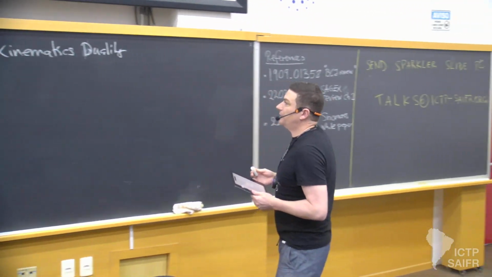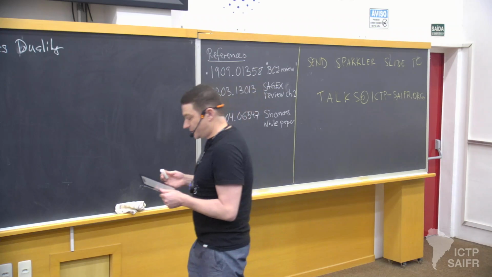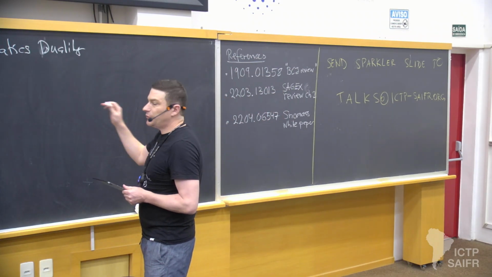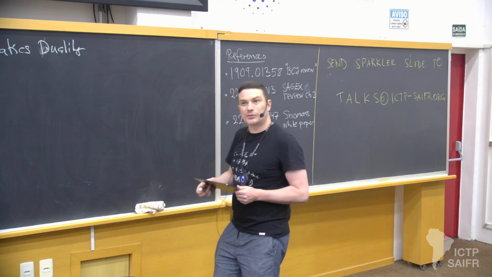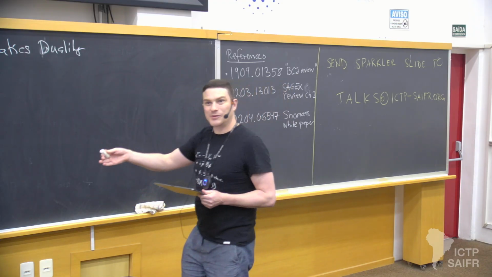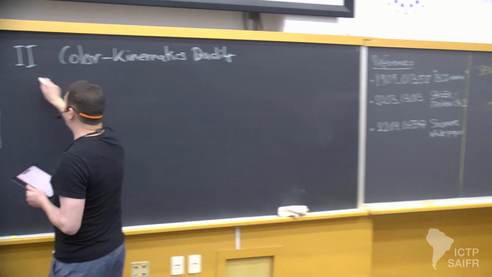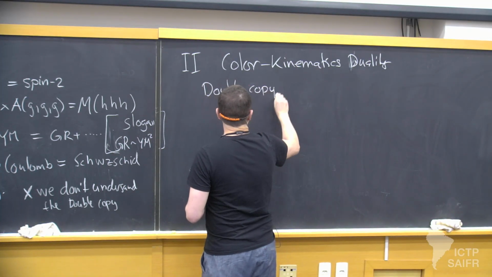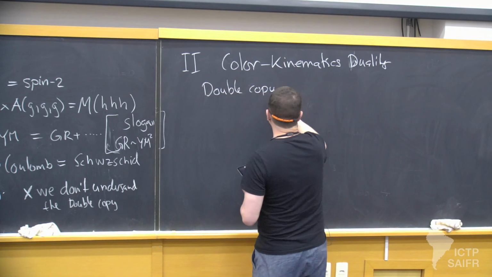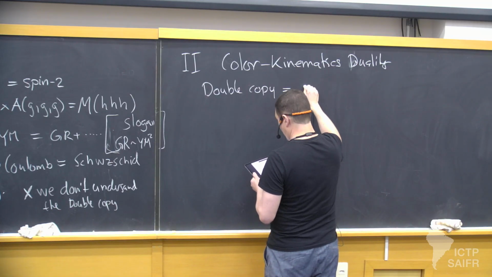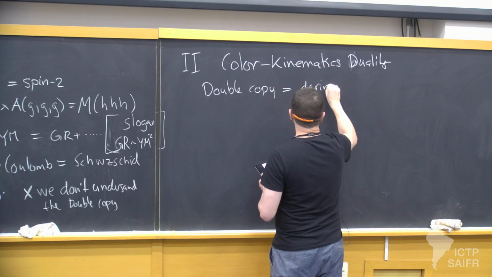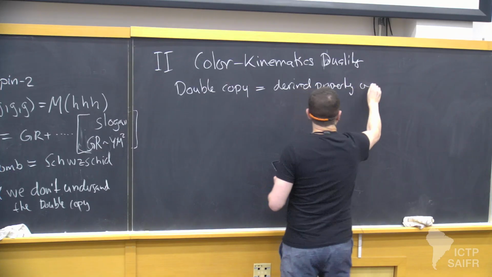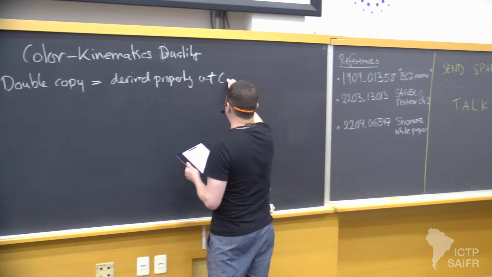So I think the number one sales pitch here is that if you have color kinematics duality under control, then the double copy is just a consequence of it, right? So the double copy is a derived property of color kinematics duality.